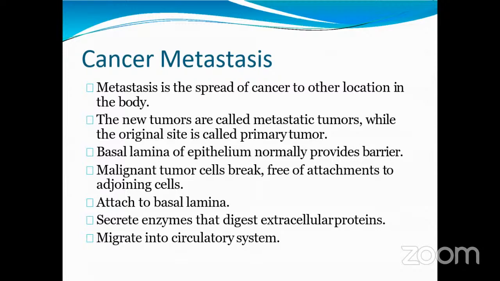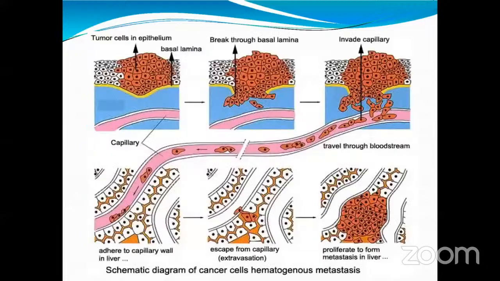And they go and attach to the basal lamina, they secrete some enzymes which will digest the extracellular proteins, and they migrate into the circulatory system. Like this, you can see above, tumor cells are present in the epithelium, and the yellow one is the basal lamina. It is trying to stop the release of the cancer cells, but they will secrete some enzymes which will break the basal lamina, and they will enter into the circulation.